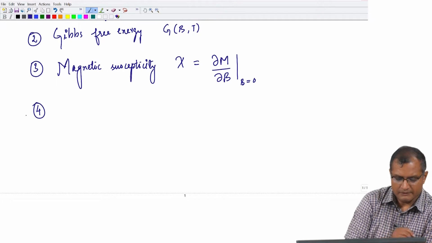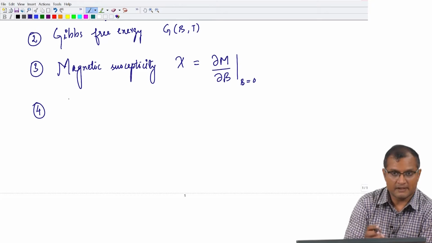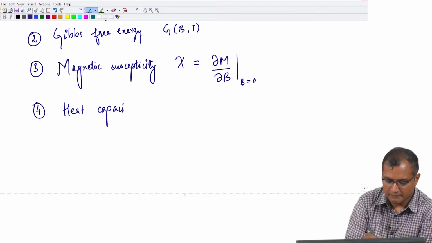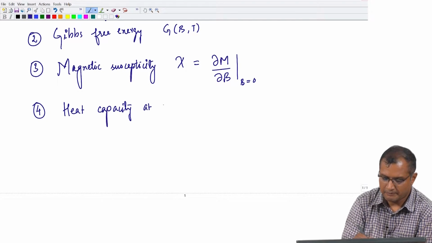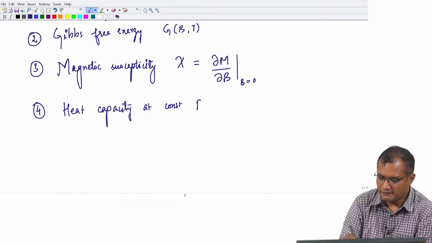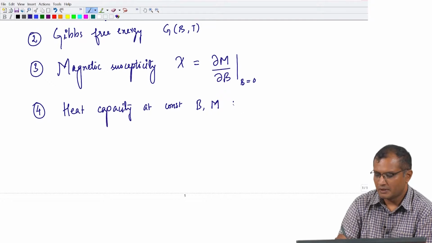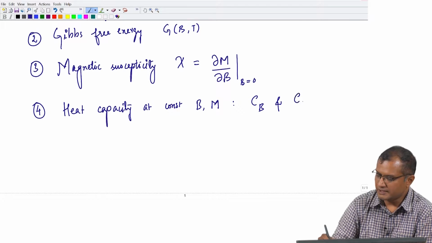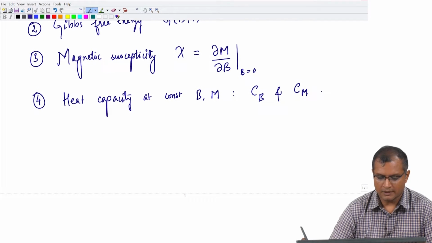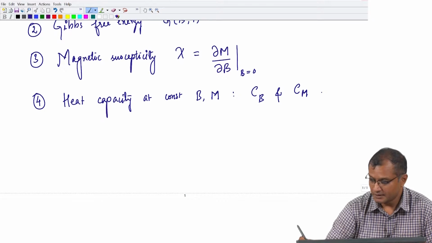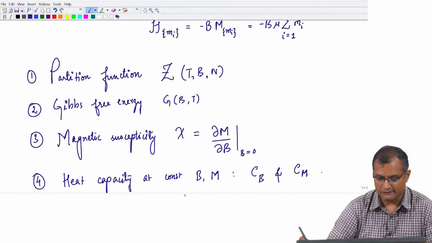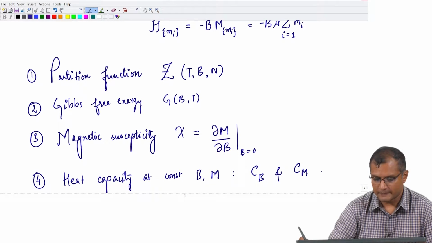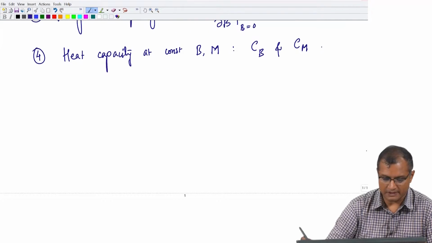Another quantity that you can compute is the heat capacity at constant field and at constant magnetization, which means I would like to compute what is the heat capacity at constant magnetic field and the heat capacity at constant M. Right. So, now we will compute the partition function first and then compute the remaining physical properties. So, let us start with the partition function.